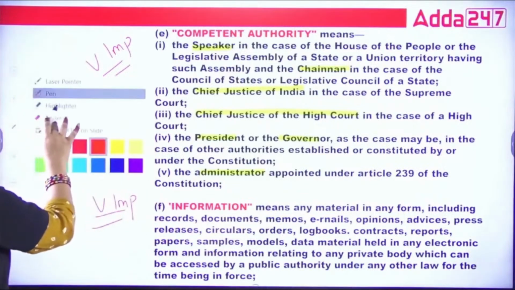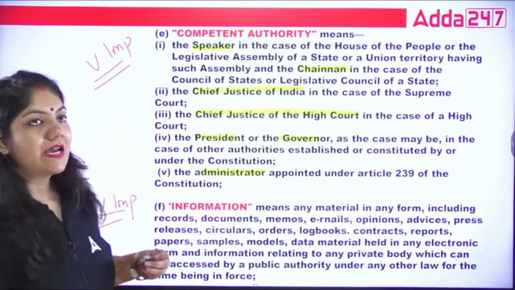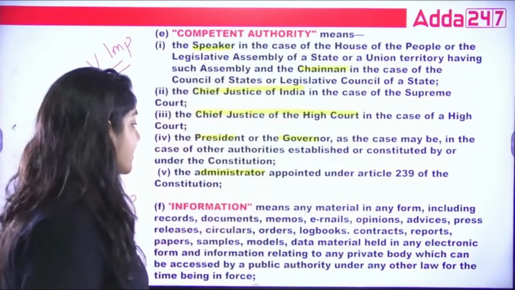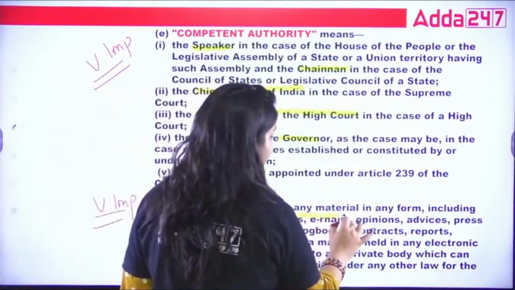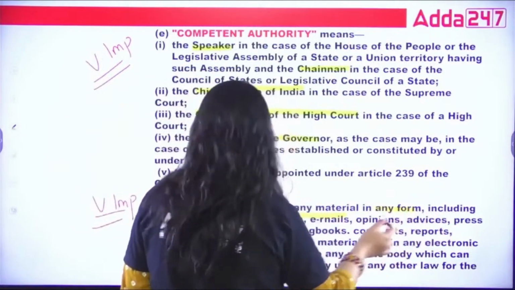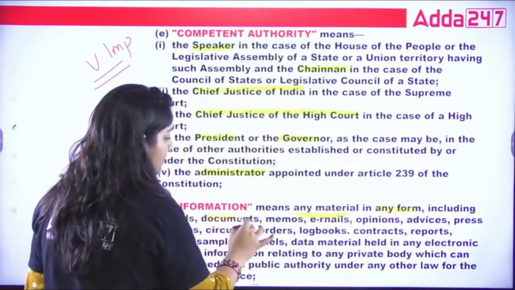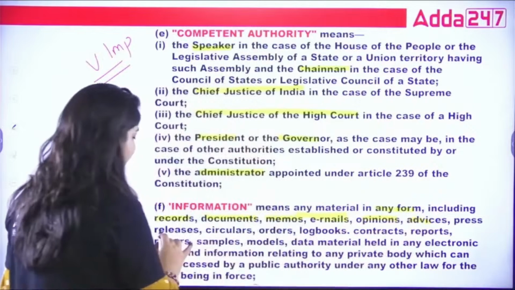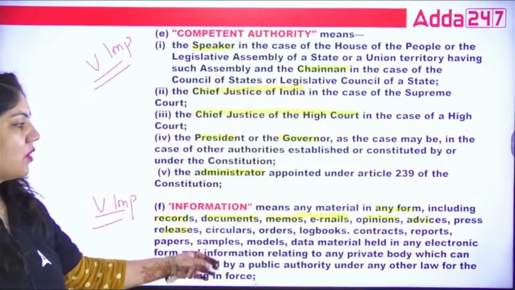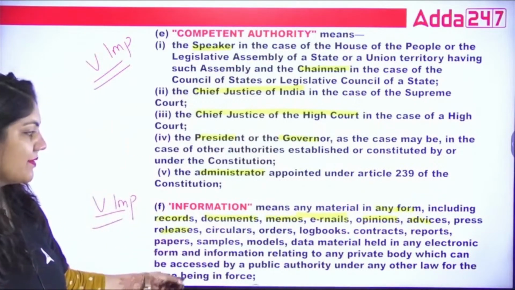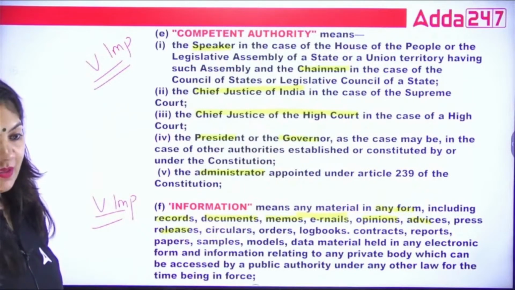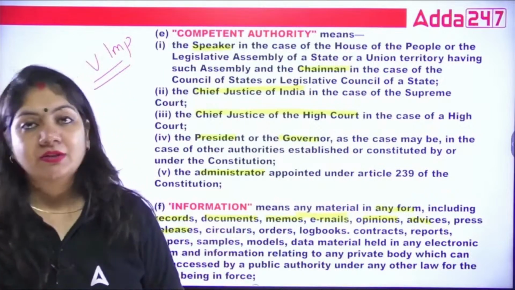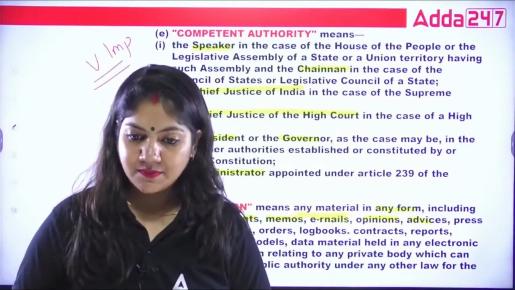What is information? Information is what we can ask from the public authority. So guys, information means any material in any form, including records, documents, memos, email, opinions, advices, press releases, circulars, orders, logbooks, contracts, reports, papers, samples, models, etc. These are the information that we can ask from the public authority. This is called information. Got it?